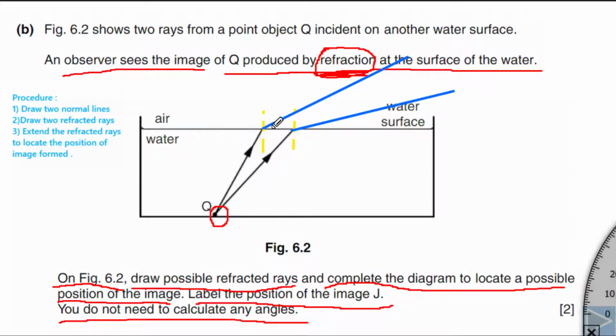We need to extend these refracted rays. We can extend like this. So we can extend like this. These extended lines have to be dotted, so we can also make them dotted like this. Our image in this case will be located here. So this is the position of the image, and for this one we have to use letter J. So this is the image. Only one thing is missing now, that is the direction of the refracted rays. We must draw arrows. So this is how we can draw.